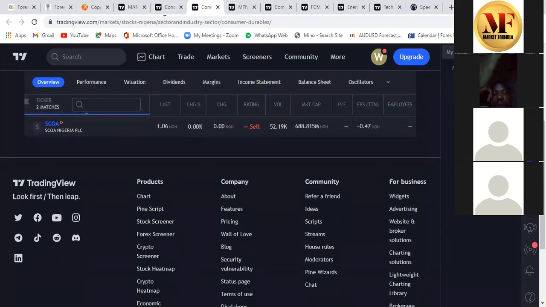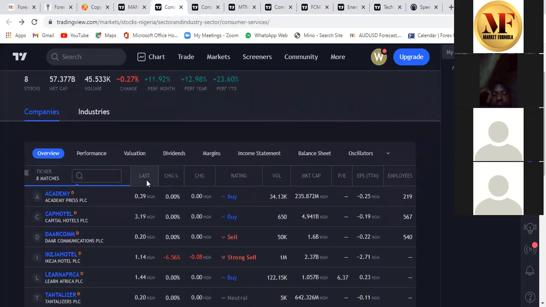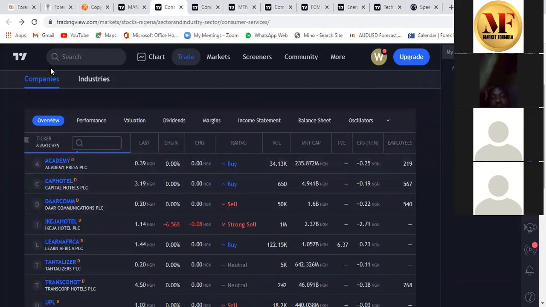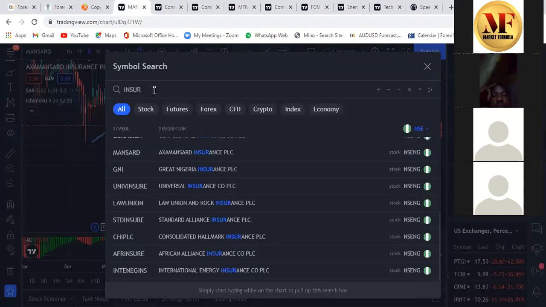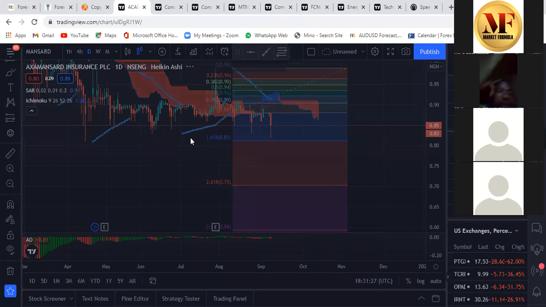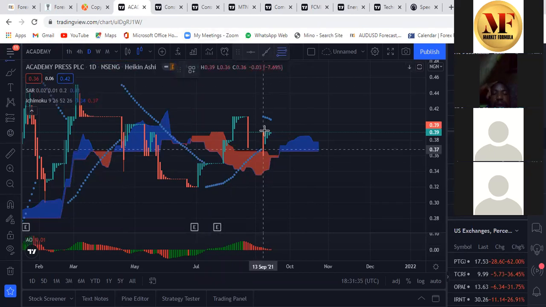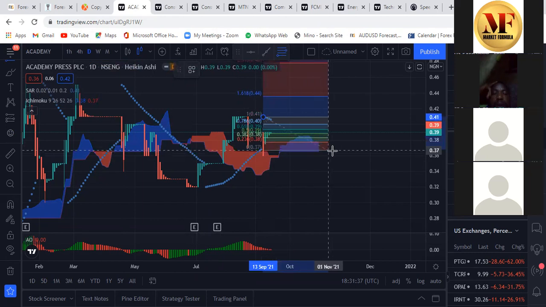I'll just check what the market is doing generally in different sectors. Like this is consumer service. They analyze, that means TradingView is saying that this is a buy. So I can now go and check where is the best price to enter. As a technical trader, I want to know. You see, this cloud has changed. So where is the best price to enter? I can now come and draw my Fibonacci.